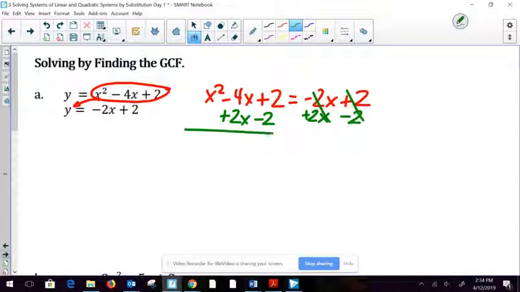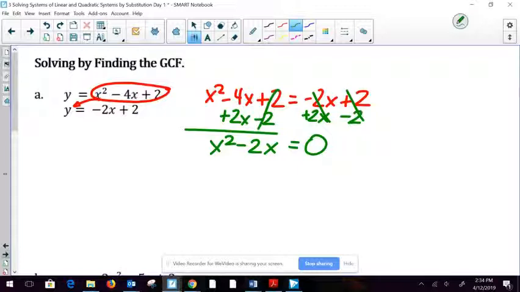So when I do that, I have nothing left on the right-hand side of the equation. And now I just go piece by piece. 2 plus a negative 2 gives me 0, so they also cancel out. Negative 4x's plus 2x's give me a negative 2x. And then I'm going to bring down my x squared.